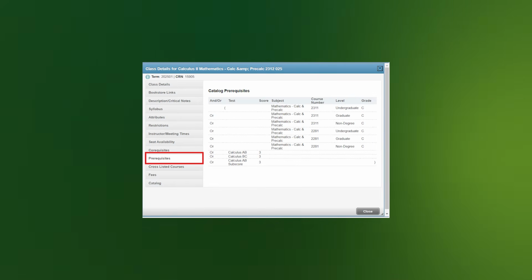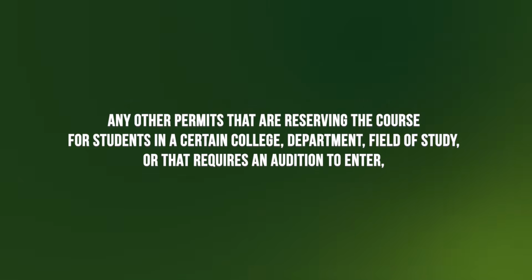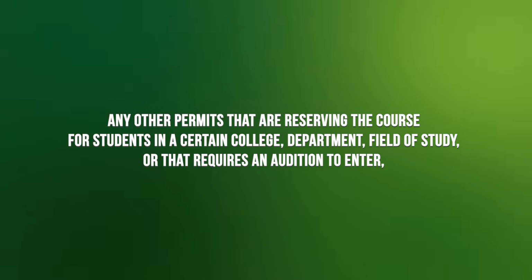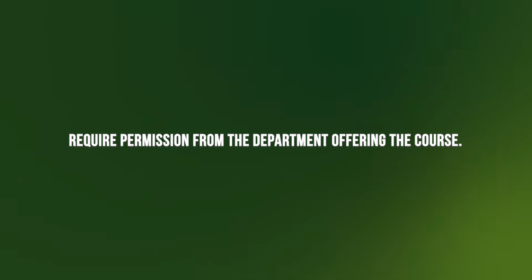Co-requisites can be taken at the same time. You just need to add the co-requisite with the course you're attempting to add. Any other permits that are reserving the course for students in a certain college, department, field of study, or that requires an audition to enter, require permission from the department offering the course.